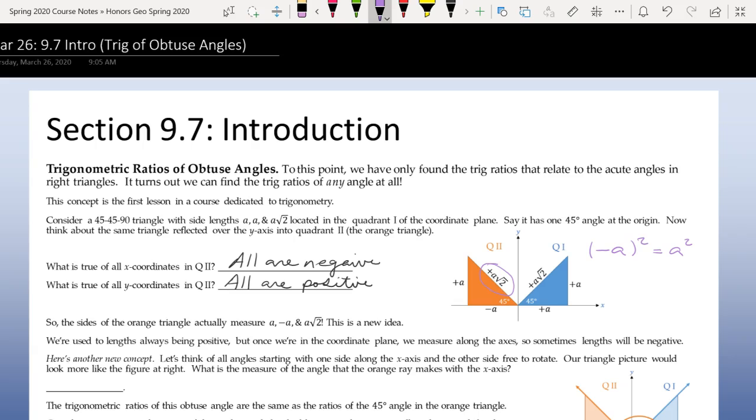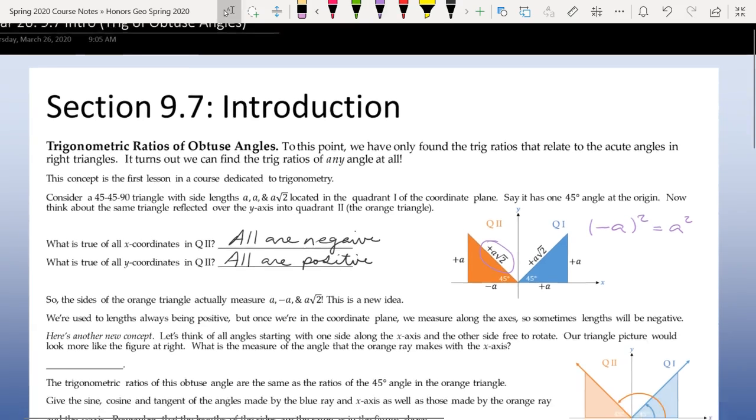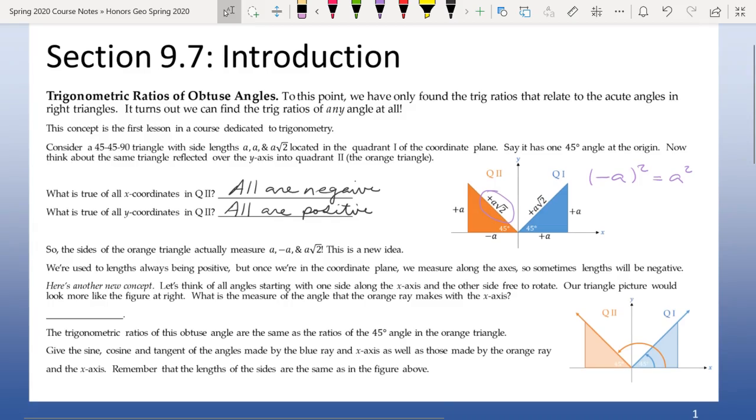Okay, I want to add to this the idea that we can actually measure angles that are obtuse within this diagram itself. So I've redrawn the diagram somewhat transparently down below. And let's think about that 45-degree angle that was formed at the origin in the blue triangle as really being measured from the x-axis up to that ray that forms the other side of the triangle. That would be 45 degrees. In fact, we can think of all angles as being measured this way.